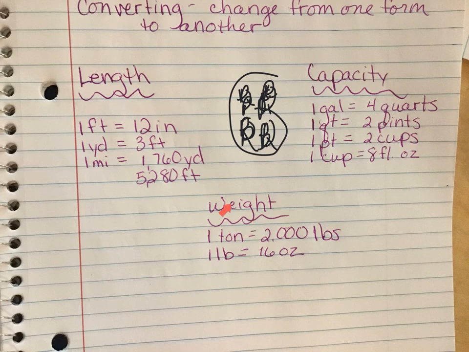The next one you're going to write down is weight. 1 ton equals 2,000 pounds. 1 pound is 16 ounces, kind of like a pound of hamburger is 16 ounces.